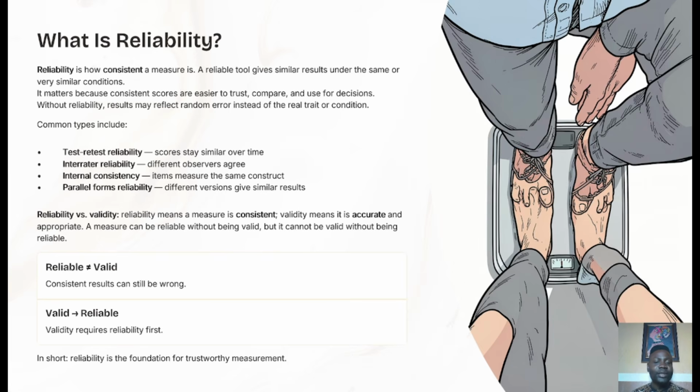Now, reliability means a measure is consistent. Validity means it is accurate. And I want you to get the difference. It might be reliable and not valid. So, reliable does not automatically mean valid, but validity requires reliability first. So, in short, reliability is the foundation for measurement.